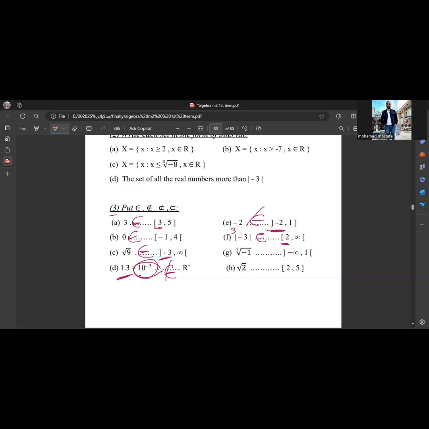The cube root of -1, which is -1, and I start here from 1 opened. So I start from 0.9, or 0 in whole numbers. After 0, -1, -2 to infinite, so it belongs. Root 2 between 2 and 5. Root 2 equals what? Equals 1.4. But I start here from 2 and here 1.4. So it doesn't belong.